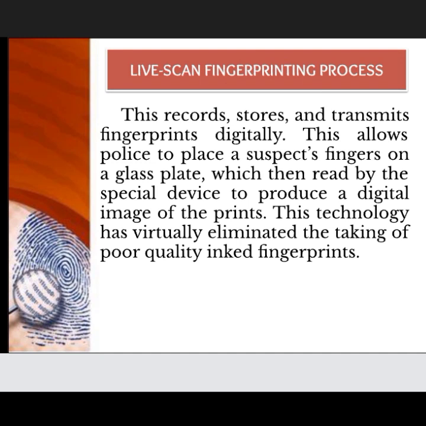Live scan fingerprint process. This records and transmits fingerprints digitally. This allows police to place a suspect's fingers on a glass plate, which is then read by a special device to produce a digital image of the prints. This technology has virtually eliminated the taking of poor quality ink fingerprints.